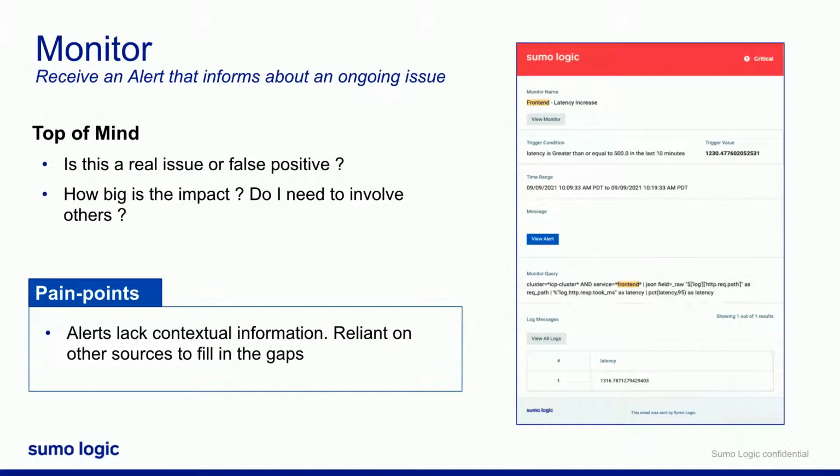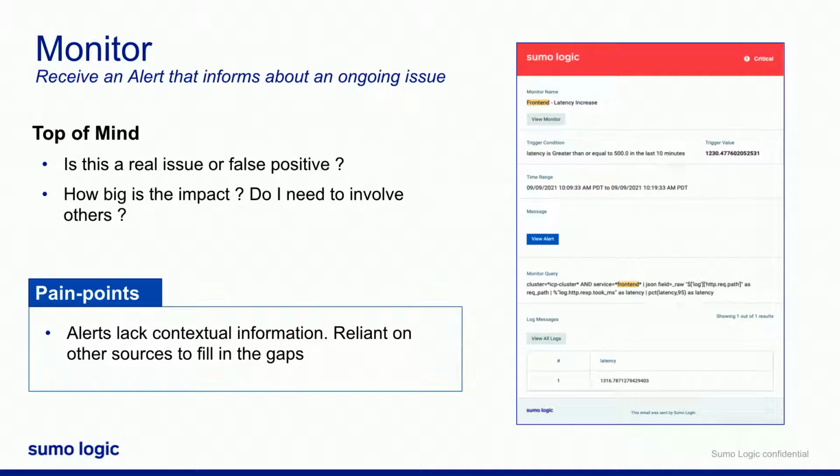Let's start with the first step, the monitor step. As mentioned earlier, this is when the on-call receives an alert. And he will typically have a few questions on his mind, right? He would want to know what has happened and how big is the impact. He would also like to know whether the issue is a false positive or false negative, because his troubleshooting steps will be guided by those questions.